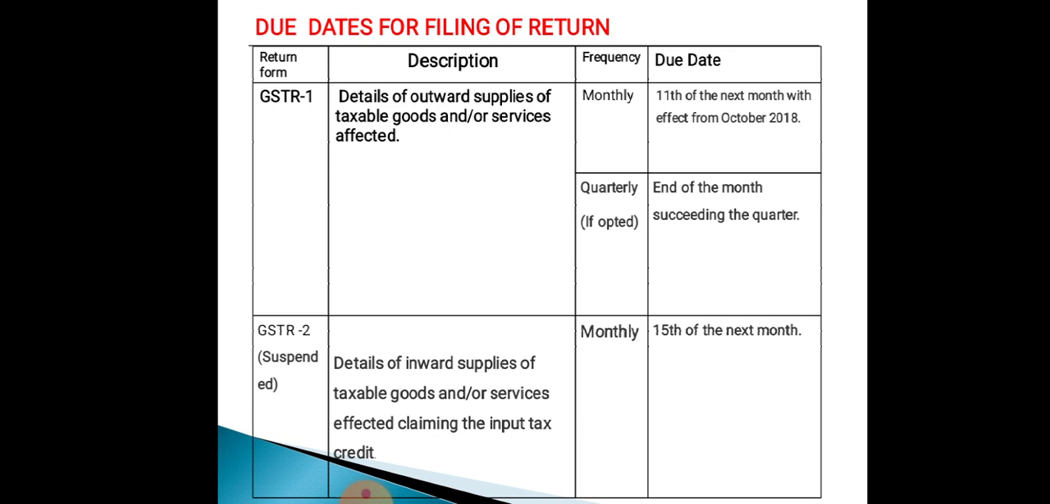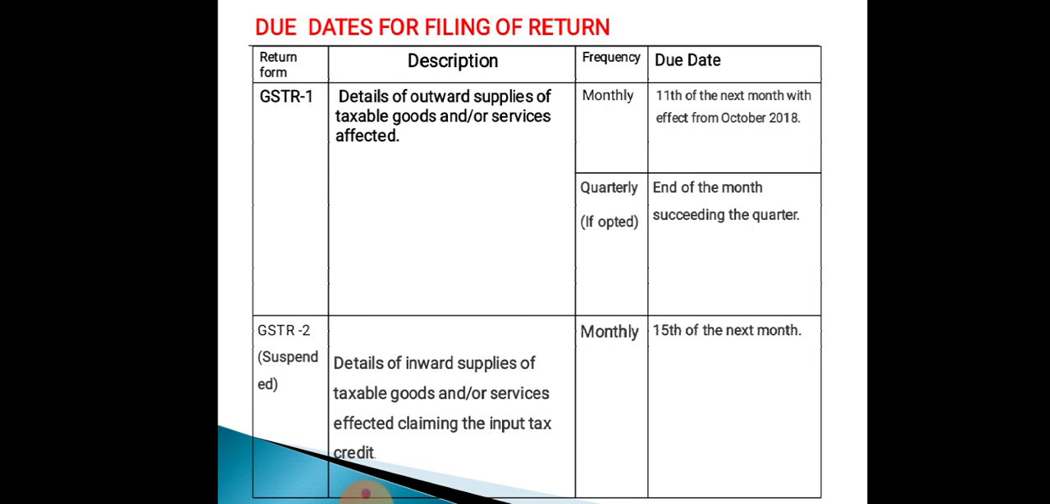Next, GST return 2, suspended. Details of inward supply of taxable goods and services effected, claiming the input tax credit. Every registered taxable person is required to give details of inward supply, that is purchases, for a tax period in GST return 2. Why is GST return 2 important?